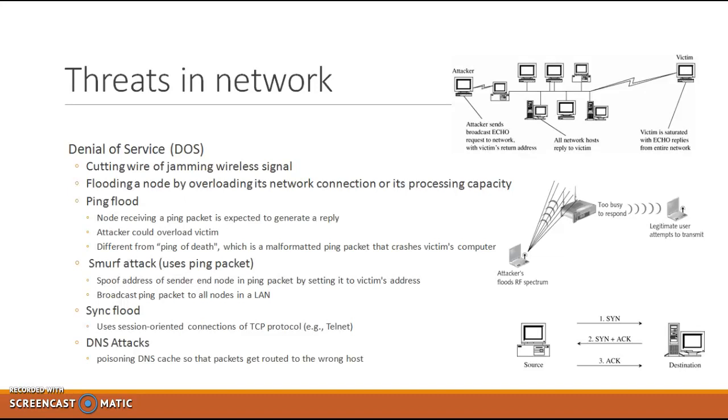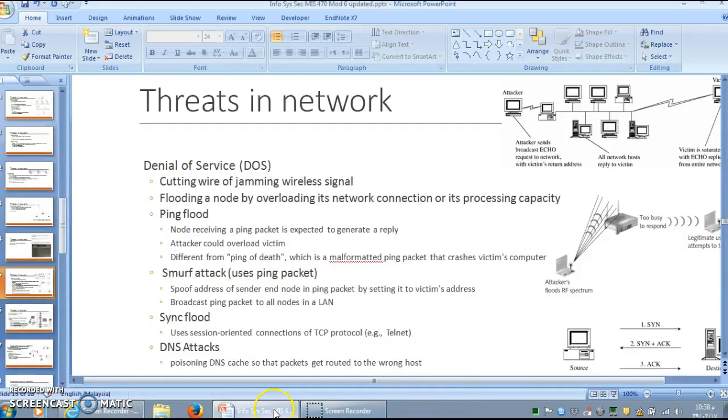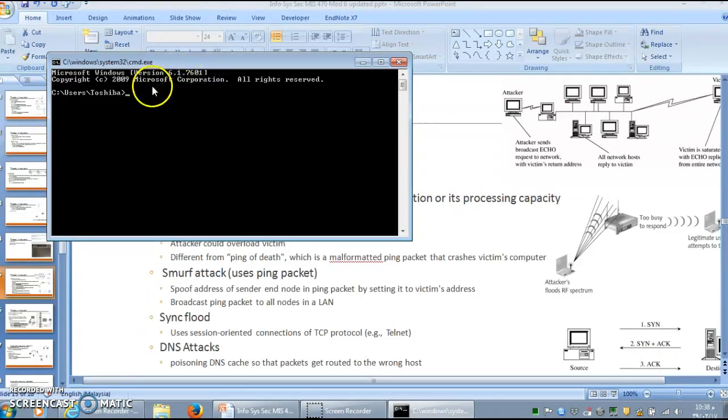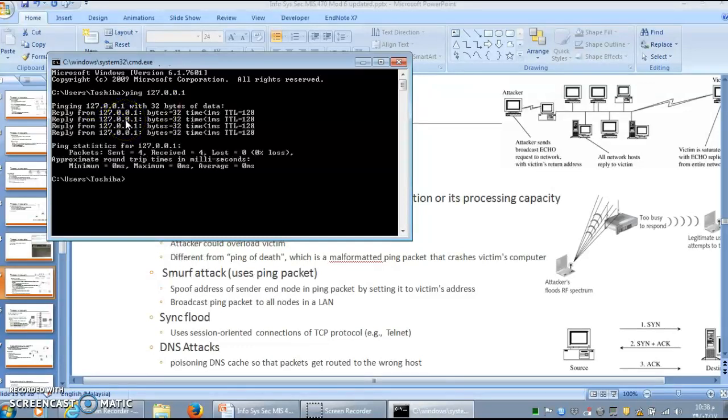So we have jamming of wireless signals, and flooding a node by overloading its network connection or processing capacity. Ping flood. Ping is one of the tools that you can use for launching this attack. I will show you this tool, how you can launch it. If you click on CMD, and for example I ping my own computer, 127.0.0.1, you will see a reply coming in. So it means I am connected to myself.